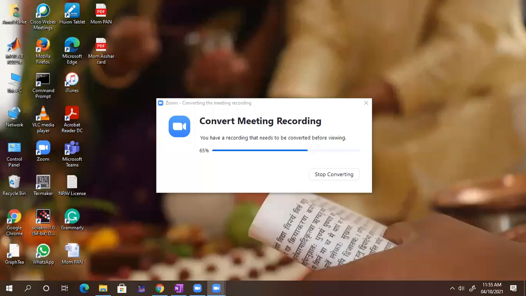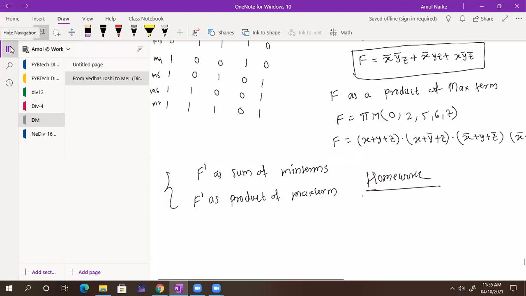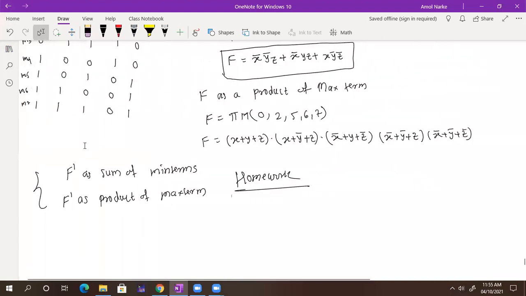In the last lecture, we discussed what is a min term, what is a max term, and how we are going to represent these terms. In today's lecture, we are going to see a very important topic, that is nothing but the Karnaugh map, and sometimes we call it a K map.